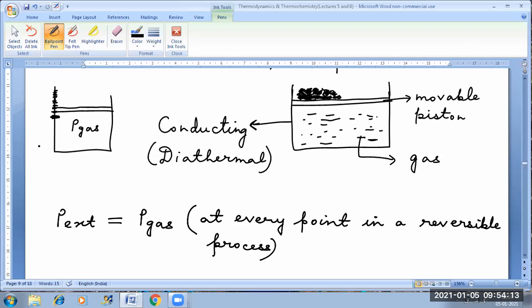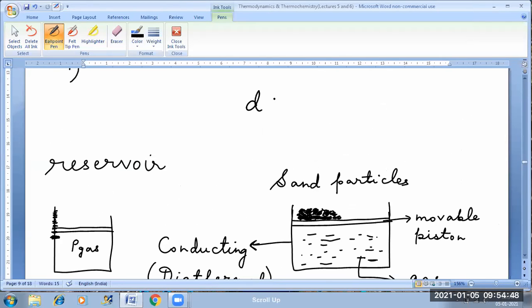So I can say that every point gives me an equilibrium point. Why is it an equilibrium point? Because the pressure of the gas is equal to the pressure acting because of the sand particles. So this is a reversible expansion. Now, it is isothermal. If it is isothermal, that means the temperature of the gas is the same. How is it the same? Because I'm allowing the flow of heat from the surroundings to the system. So from the surroundings to the gas, there is a flow of heat, which is maybe denoted by dq.